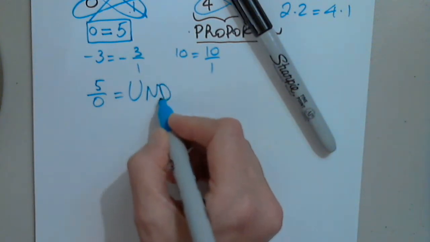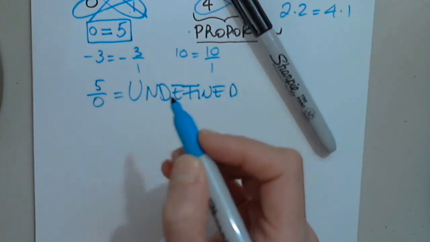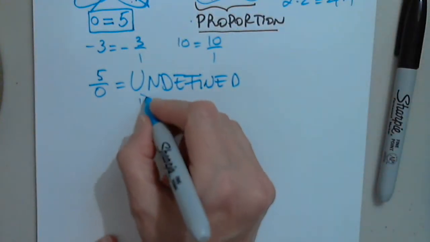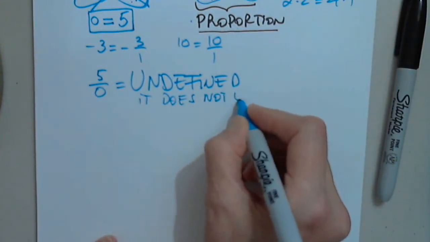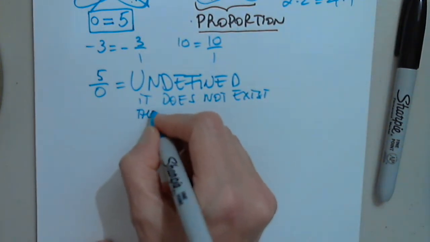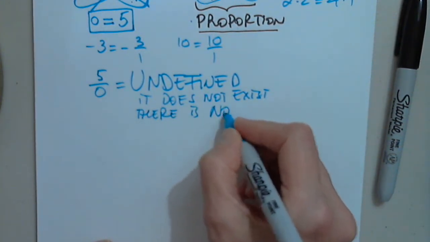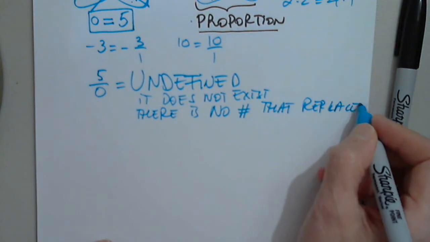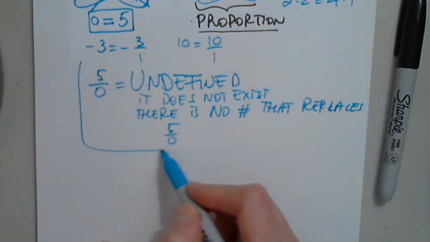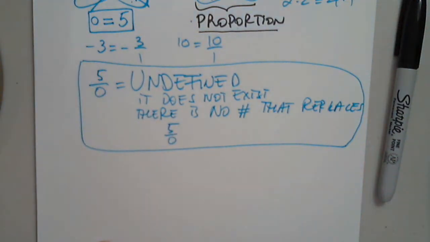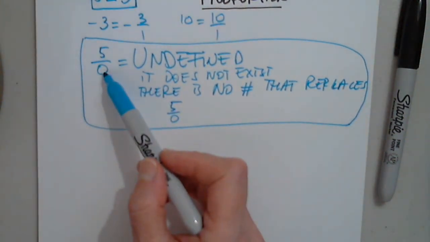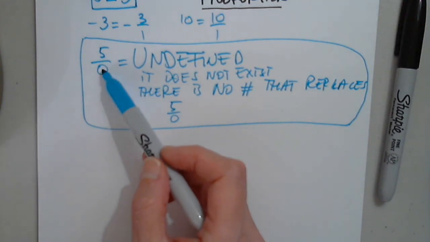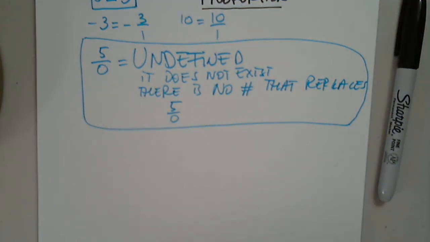5/0 is called undefined. This is a fancy word that really means it does not exist. There is no number that replaces 5/0. It does not exist. Okay, I got it. But we had this in limits quite frequently, so please go back and review those limits, so you don't forget this. Any questions so far?